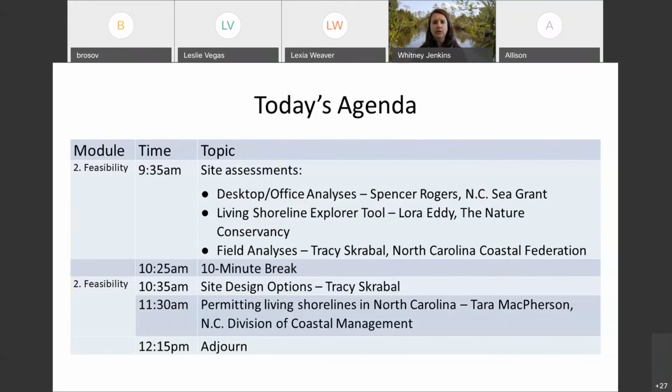a living shoreline project. We'll take a 10-minute break around 10:25 a.m. And then Tracy will get more in depth into site design options. After that, we'll hear from Tara McPherson with the Division of Coastal Management on how to permit these things. And we'll get you out of here by 12:15 p.m. So with that, I'm going to turn it over to Spencer.